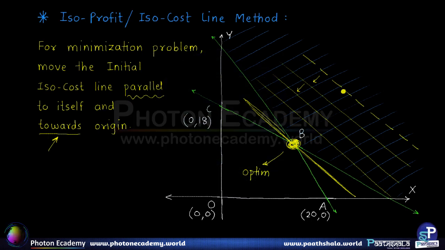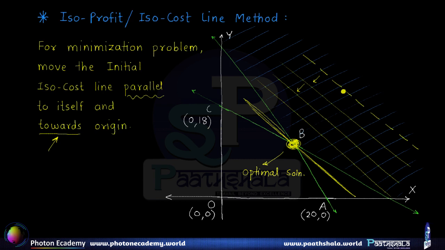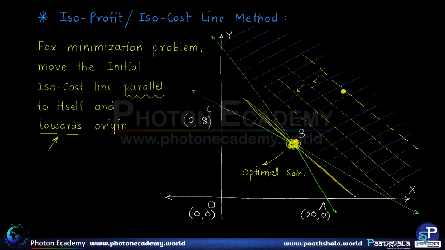So in case of minimization, we have to move the isocost line parallel to itself but towards the origin, and in case of a maximization problem, we have to move the isoprofit line parallel to itself but away from the origin. With this, we get the solution of the given LPP. It may happen that instead of one vertex, there is more than one vertex through which the isoprofit and isocost line may pass, but that is considered a special case and we will deal with it separately.